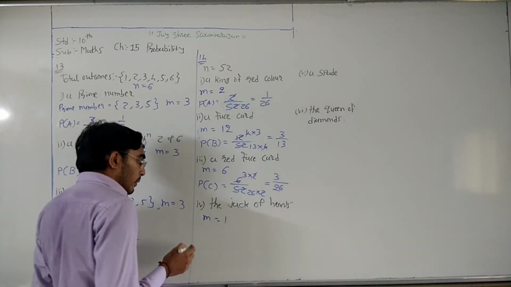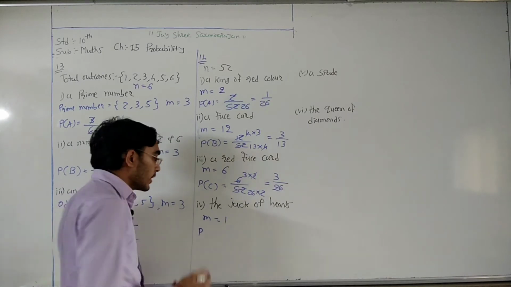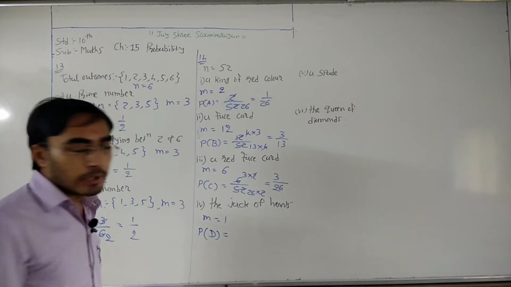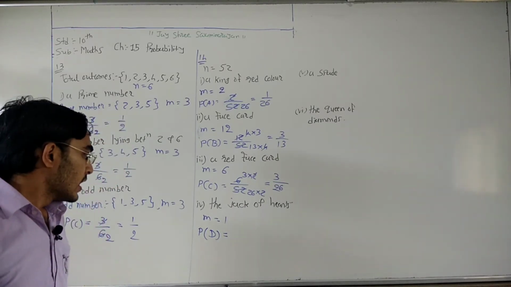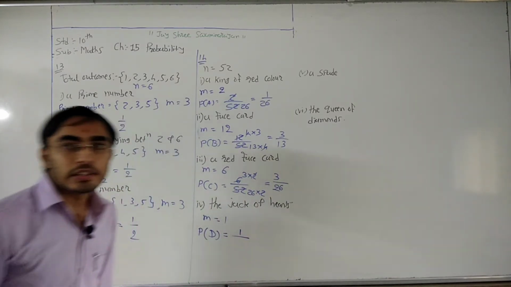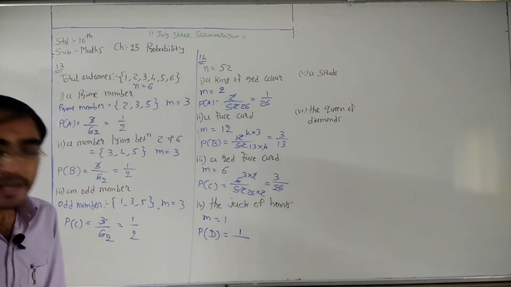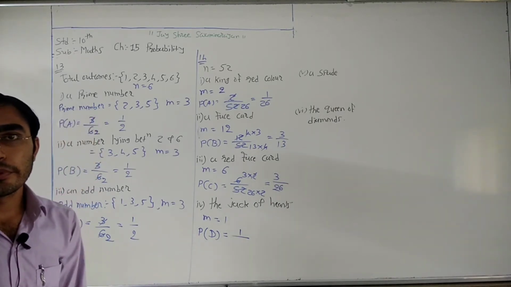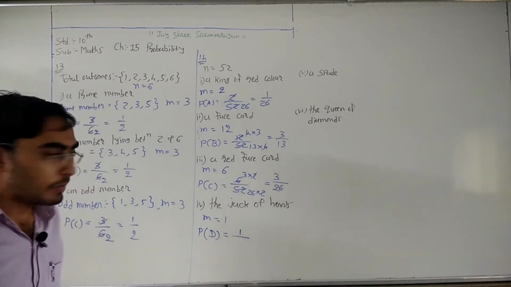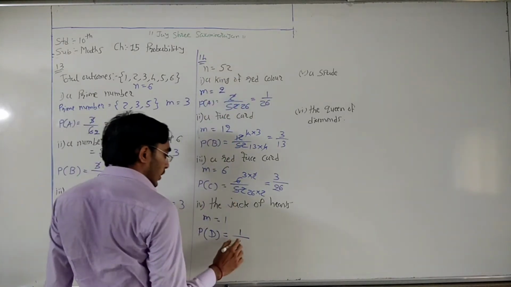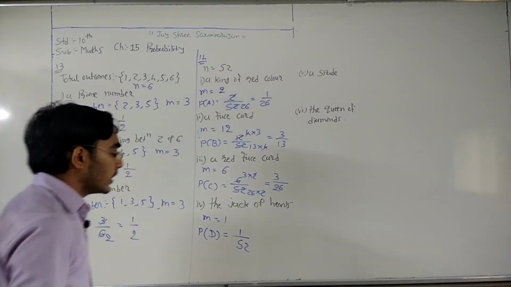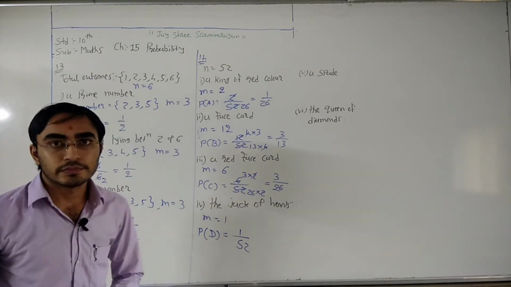Now we can write the probability. So probability of event D is equal to favorable outcomes, which is 1 here, divided by total number of outcomes 52. So 1 upon 52. So probability of jack of hearts is 1 upon 52.